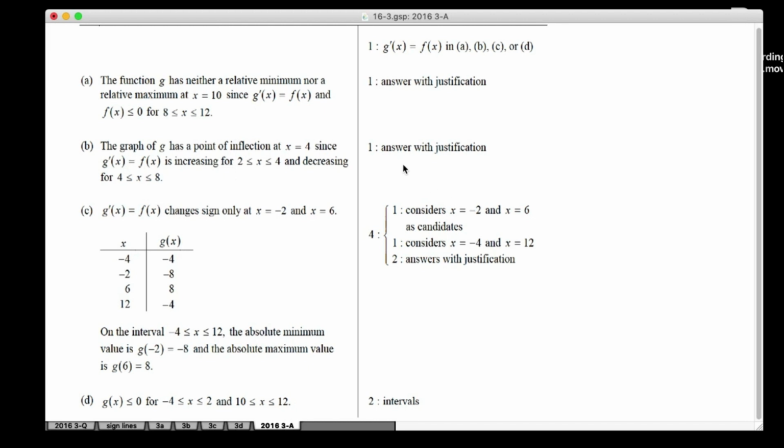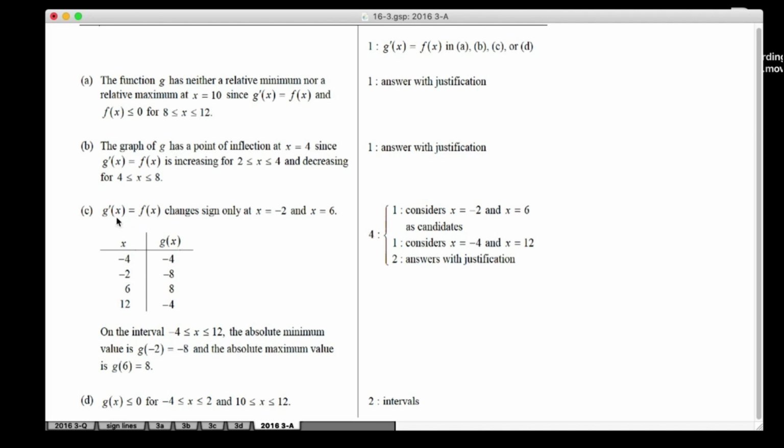Okay, this here, answer with justification: point of inflection at x equals 4, since g prime, again, they use g prime as increasing. I use g double prime, because if g prime is increasing, that means g double prime is positive. And in this interval here, if g prime is decreasing, that means g double prime is negative. So g double prime goes from positive to negative is where there's a point of inflection.